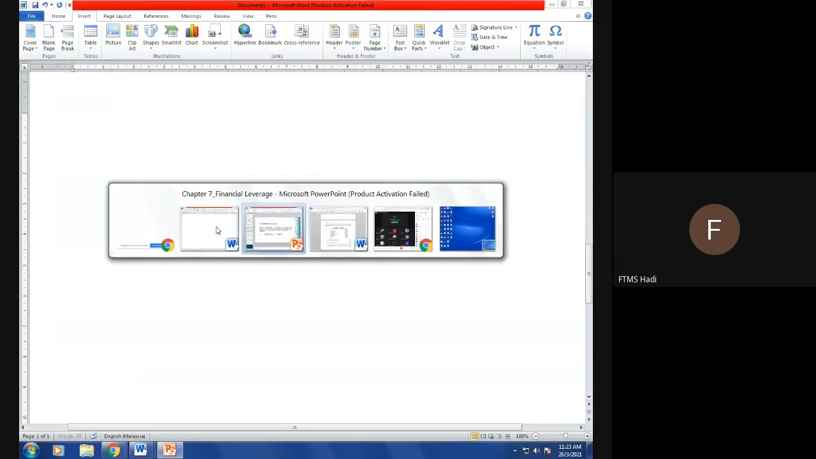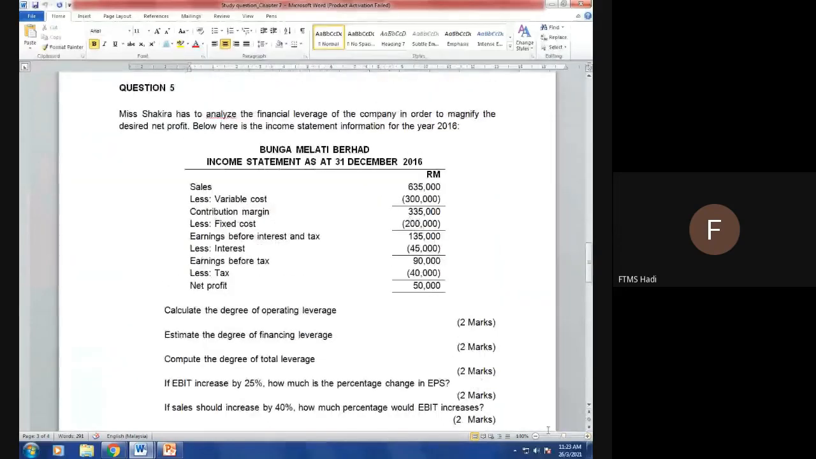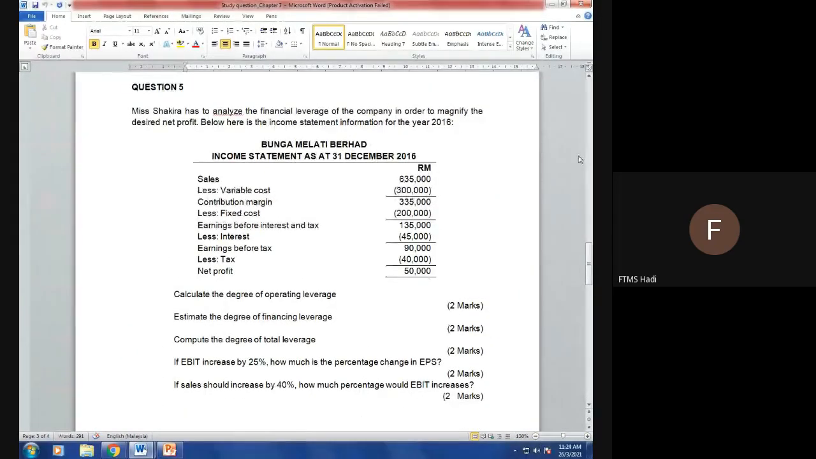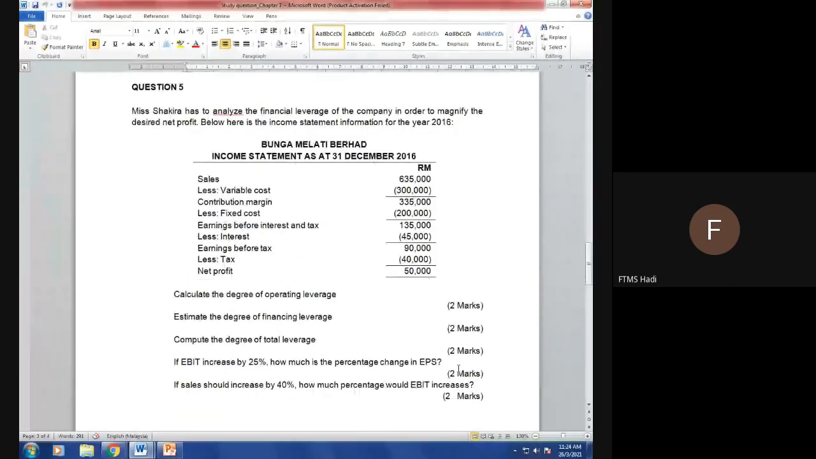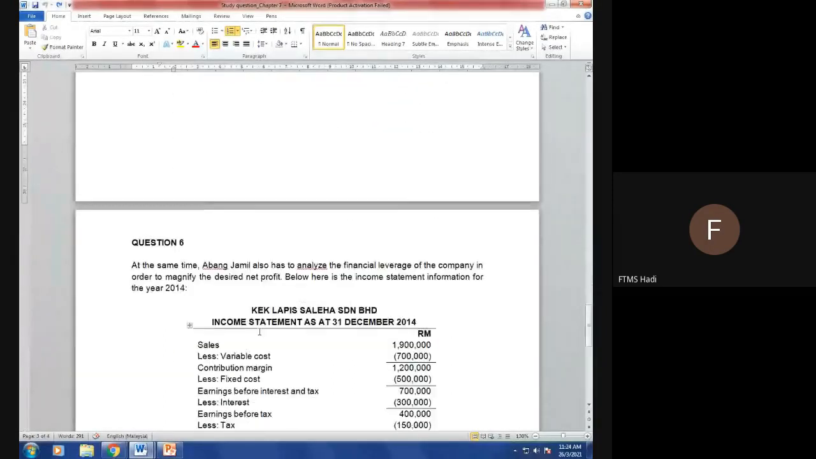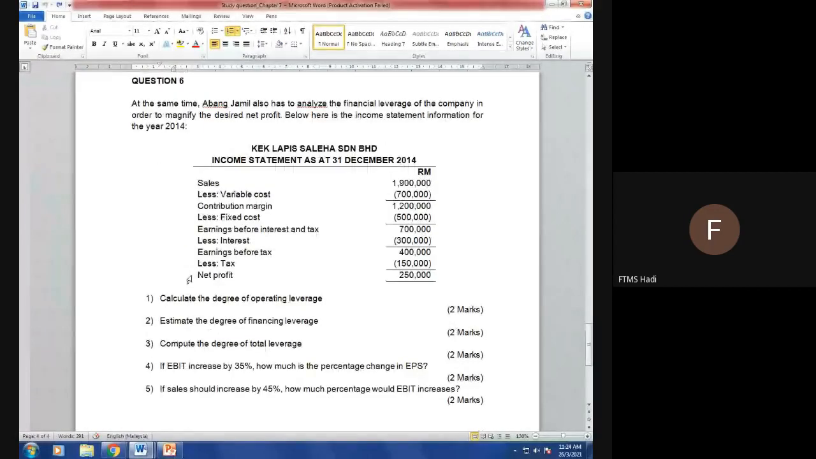Let's have a look at question number 6. I give you 1 minute to have a look first and see how the questions look like. Question 6 first.